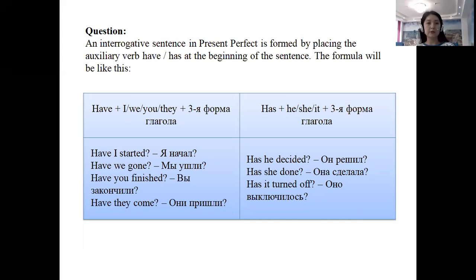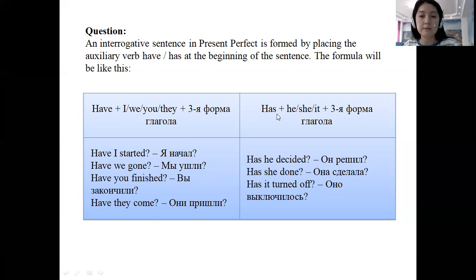And next, we're talking about the question sentence, or we say interrogative sentence. An interrogative sentence in present perfect is formed by placing the auxiliary verb have, has at the beginning of the sentence. The form will be like this in this table. Have plus I, we, you, they plus third form of the verb. Have I started? Я начал. Have you gone? Мы ушли. Have you finished? Вы закончили. Have they come? Они пришли.